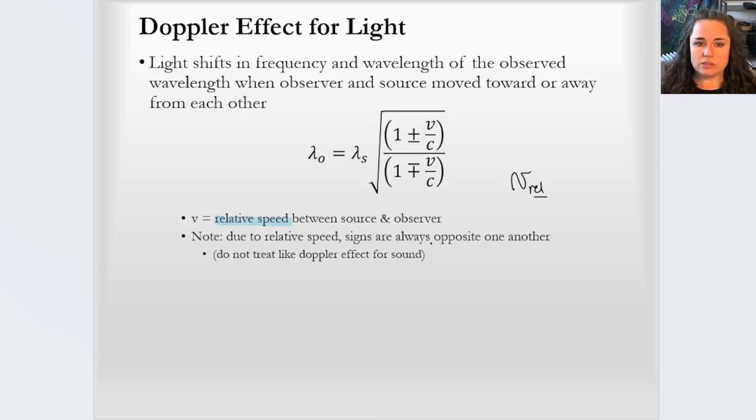Due to the relative speeds, signs are always opposite one another. So when you use this equation, you will use it with the plus on the top and the minus on the bottom, which is why I have these symbols in here the way they are. So plus on top, minus on the bottom. Or, if you use a minus on the top, you're going to use a plus on the bottom. And the difference is if you're moving towards or away.